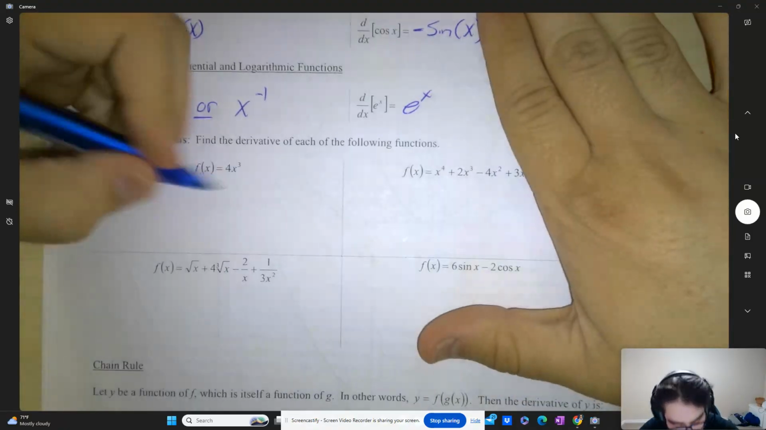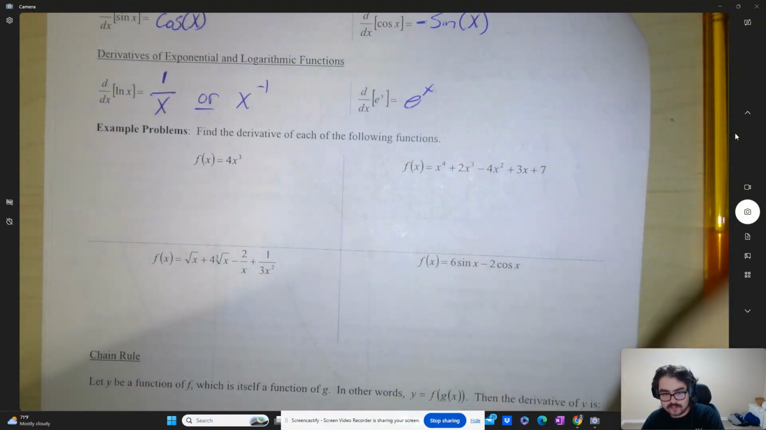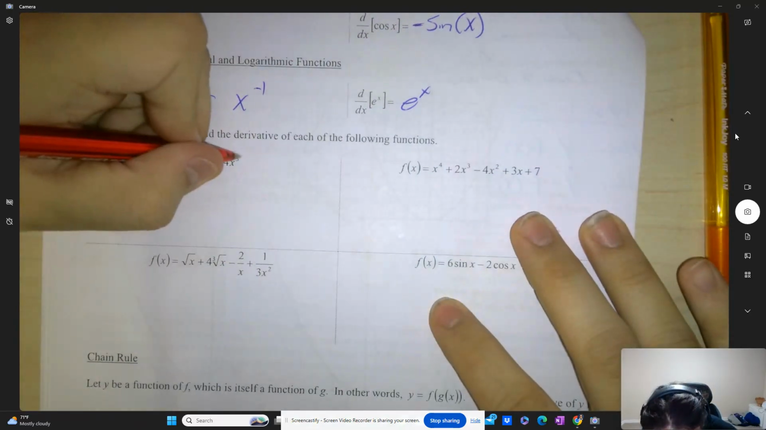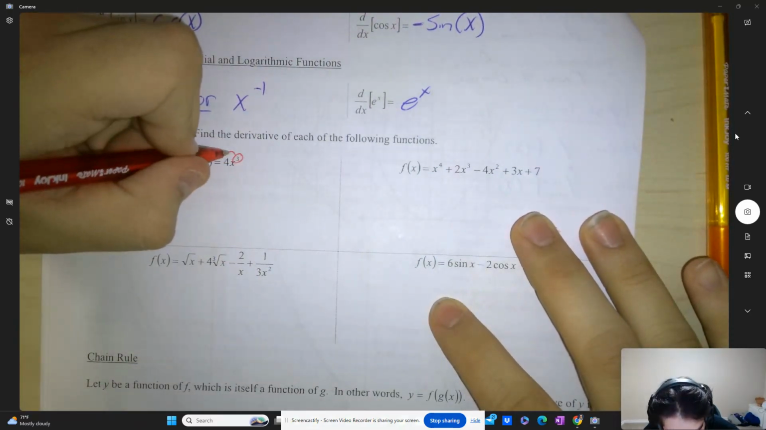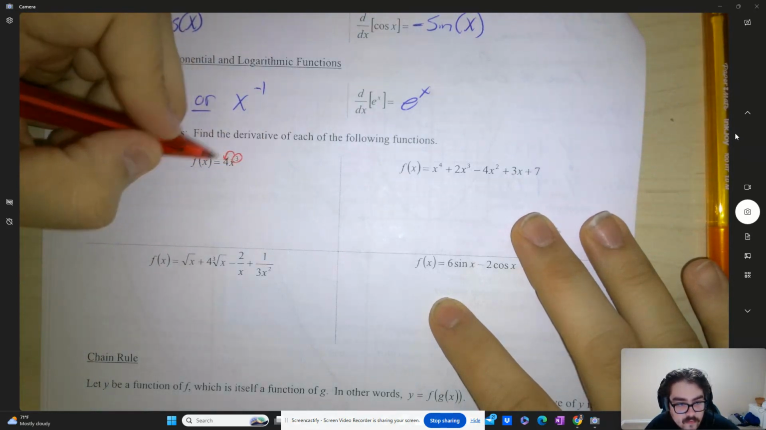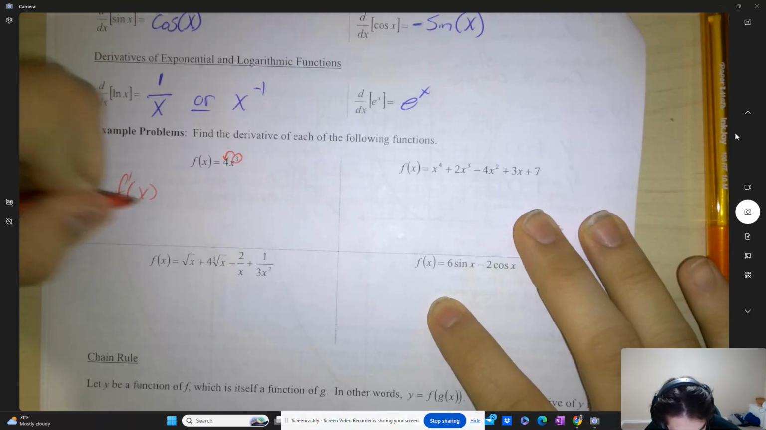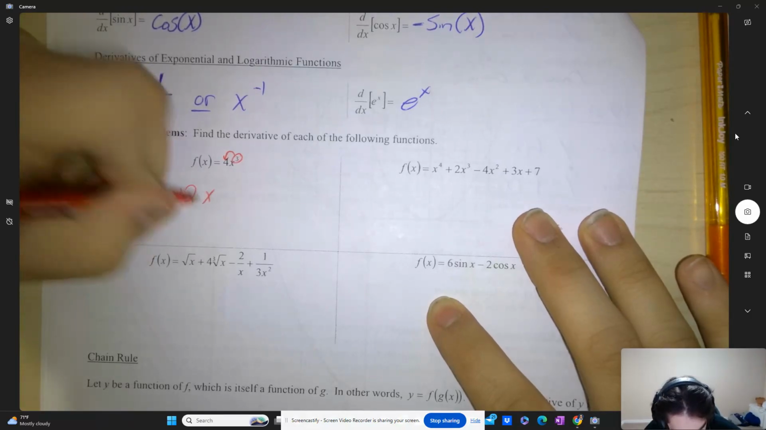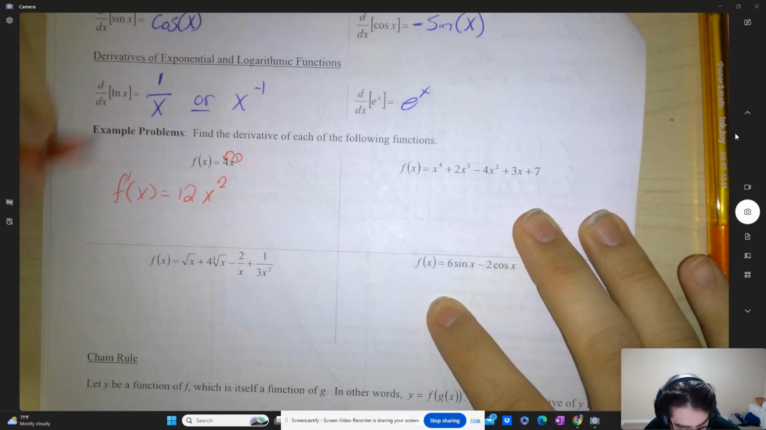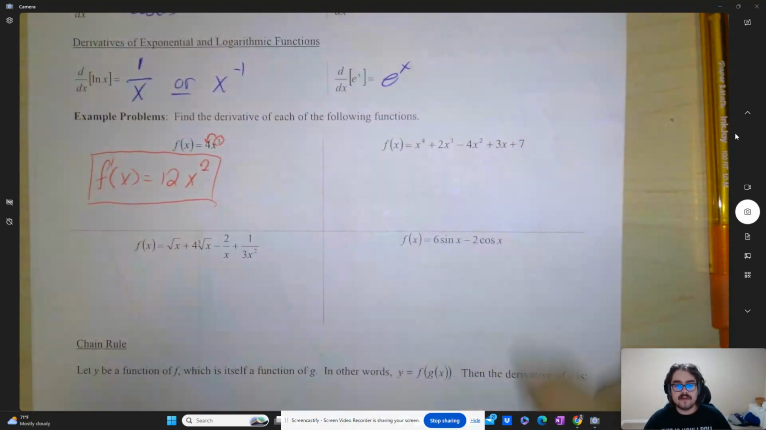For the first one, it's pretty straightforward. All we have to do is take our exponent and multiply it by the constant and then decrease the exponent by 1. So 4 times 3 is going to give me 12. f prime of x is going to be equal to 12x, and then decrease the exponent by 1. There you go. That's all you have to do. That's a derivative. Congratulations, you just did calculus.